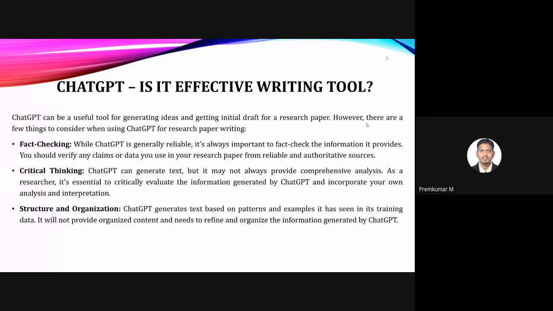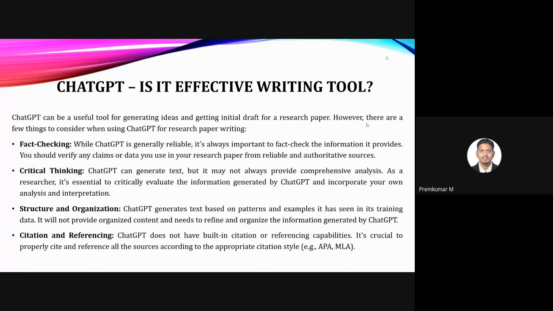Next, the structure and organization. As I told you already, these tools are trained on patterns from blogs and research papers available on the internet, with lots of data. So a lot of clumsy data will be there, and because of that, most of the time it will not give the proper structure and organization for the paper. You have to be very careful as a researcher. You have to organize it and structure it properly.